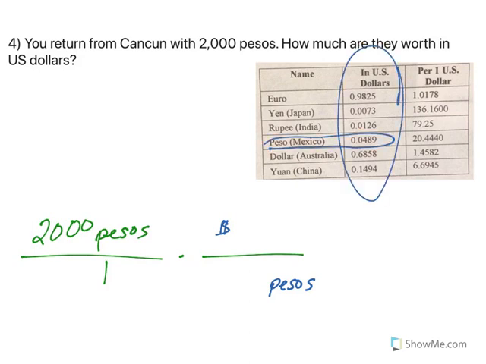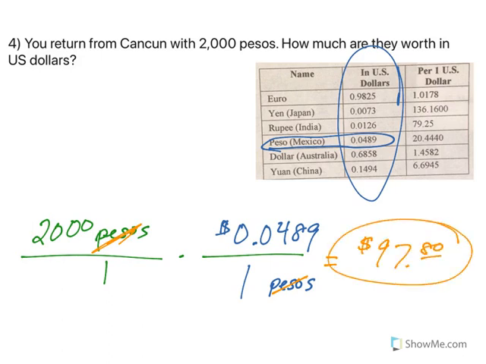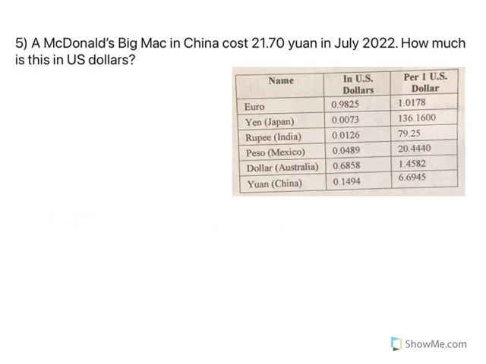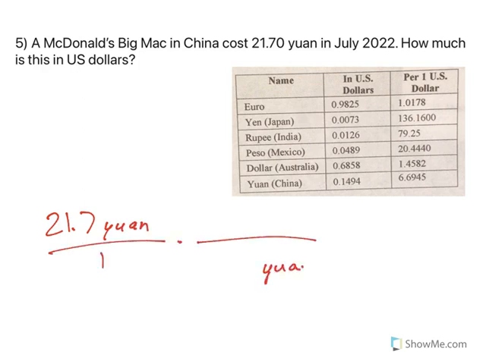I find the Mexican peso, and so I have 0.0489 in the numerator, 1 peso in the denominator. So now my pesos cancel out. I multiply straight across, 2,000 times 0.0489, and I have roughly $97.80. A McDonald's Big Mac in China costs you 21.7 yuan in July of 2022. So 21.7 yuan over 1. Again, let the units guide you.